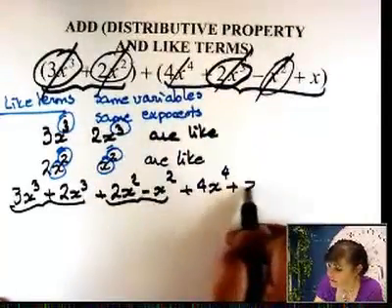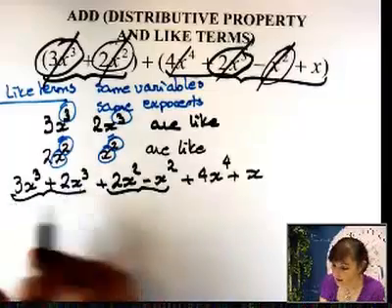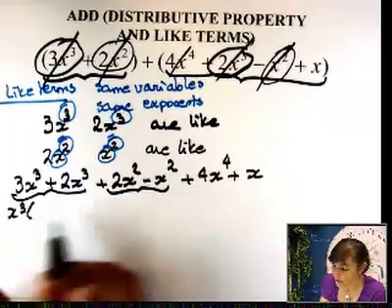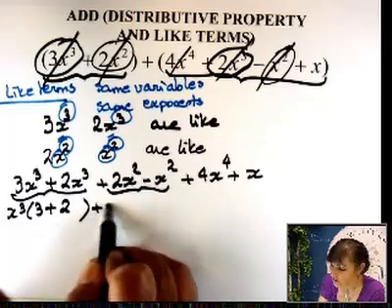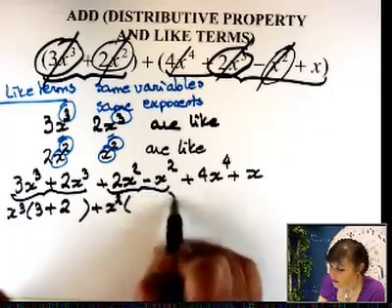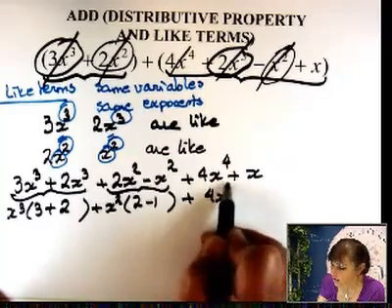And then plus x. Guess what you can do? You can use the distributive property here. Pull the x cubed out. What are you going to have left? 3 plus 2. And here again, with the distributive property, you can pull the x squared out. Then you have 2 minus 1. And these guys stay alone.